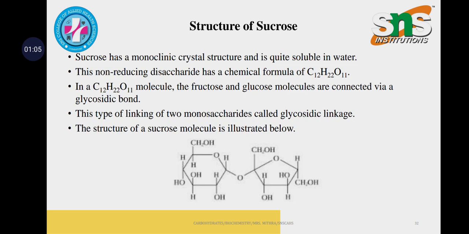Coming to the structure, it has a monoclinic crystal structure and it is soluble in water, and it is connected via a glycosidic bond. The structure of the sucrose molecule is illustrated below.